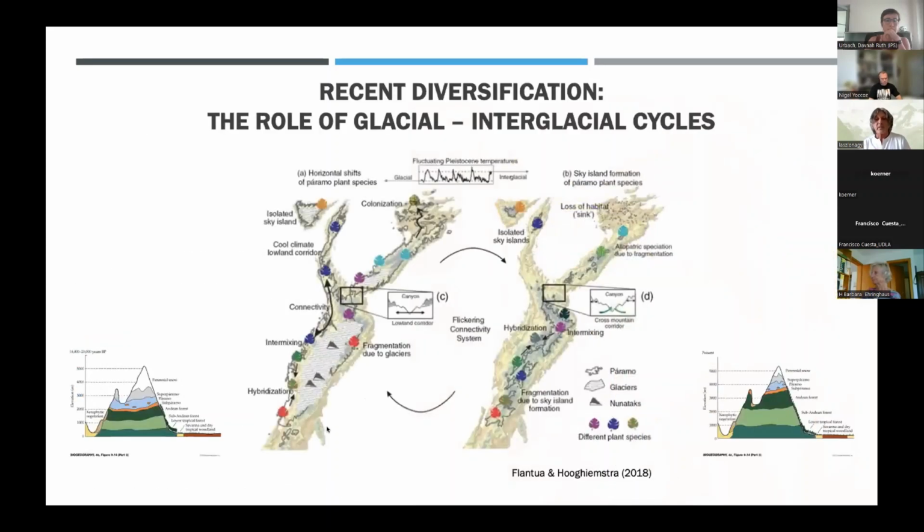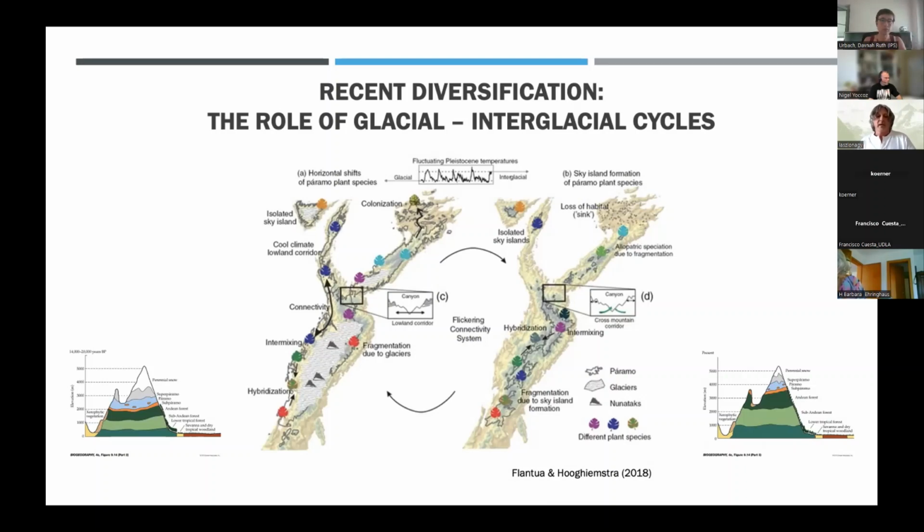Okay. More recently, in the last 2.6 million years, the alternation of glacial and interglacial cycles has contributed to diversification in the Andes as well, by splitting up populations of living organisms and then throwing them together again.